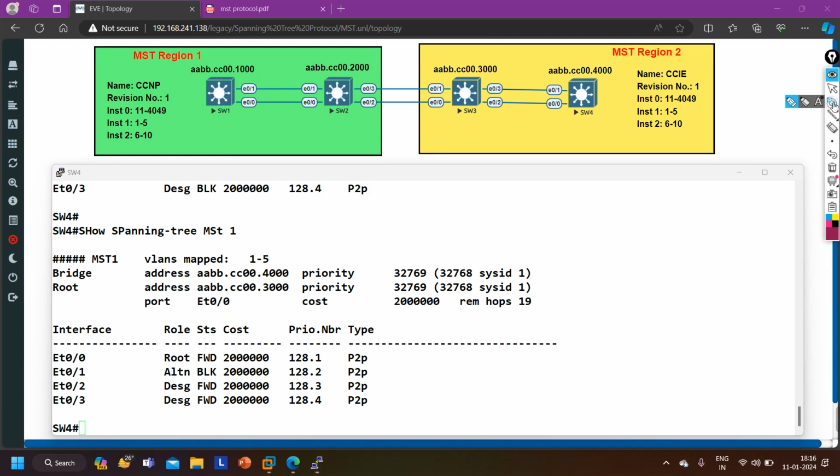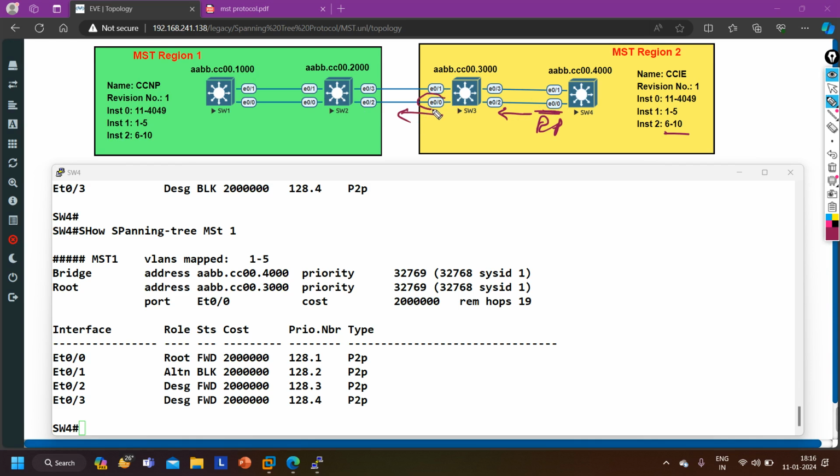So guys, same thing, the traffic flow will be like this. Let's say switch 4 is forwarding traffic of VLAN 6, right? So for VLAN 6, maybe this port is my RP over here, so it will forward traffic of VLAN 6 from this port. Switch 3 will receive it over here, and switch 3 will forward it from which port? From the RP port.